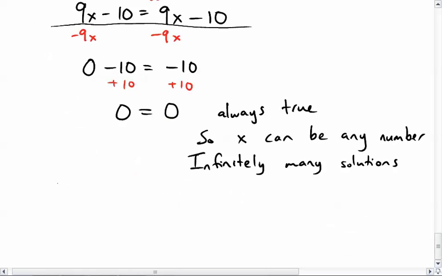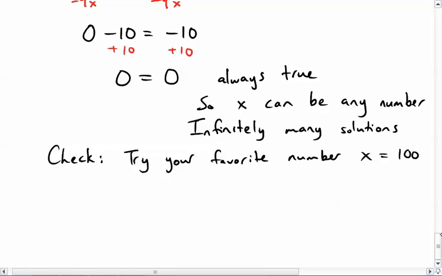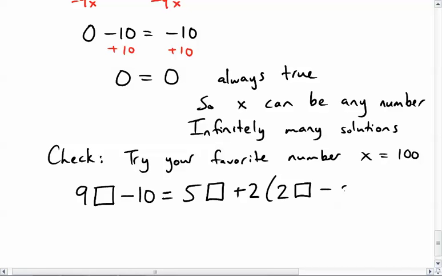Okay, so in order to check this, you can try your favorite number. You can try any number for x, and all of them should work. I like to try really big, crazy numbers like pi or a million. Let's try 100 just this time. So again, x really means fill in the blank box. So I'm going to replace all the x's with fill in the blanks. I'm going to fill in the blanks with my favorite number and see if both sides of the equation are the same.